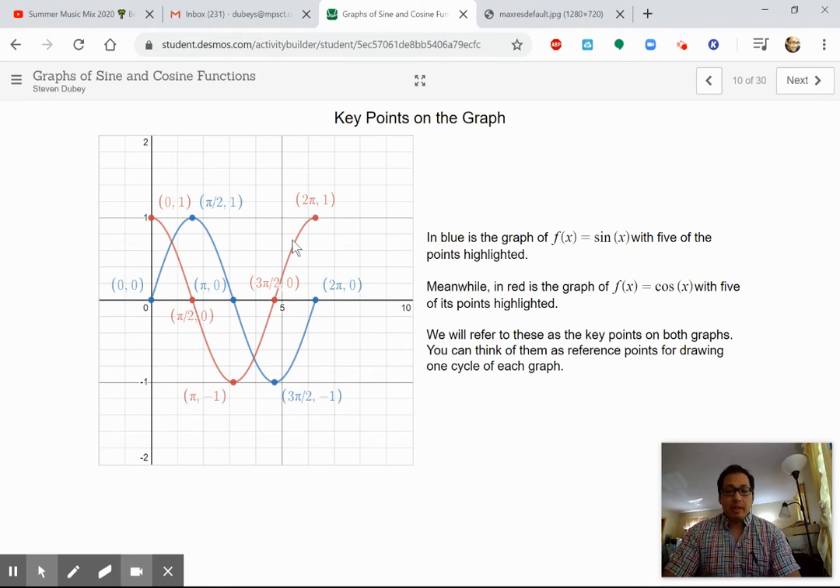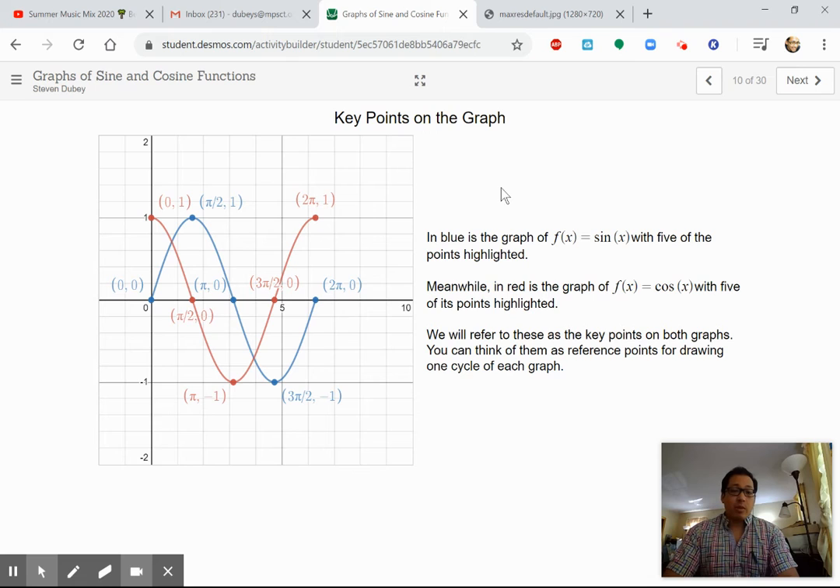In blue here, you'll see is the graph of the sine function, with 5 of the points highlighted. So we've got the starting point, the first maximum, the first 0, you could call it. Zeros are when it hits the x-axis, or the middle of this graph. The first minimum, and then back to the starting point. And meanwhile, in the red, we've got 1 cycle of the cosine function. Sorry. With the same 5 key points.